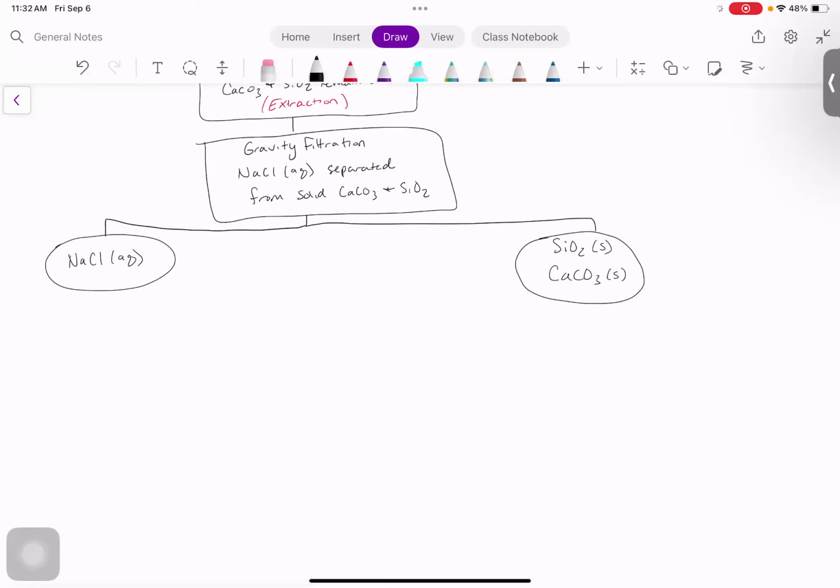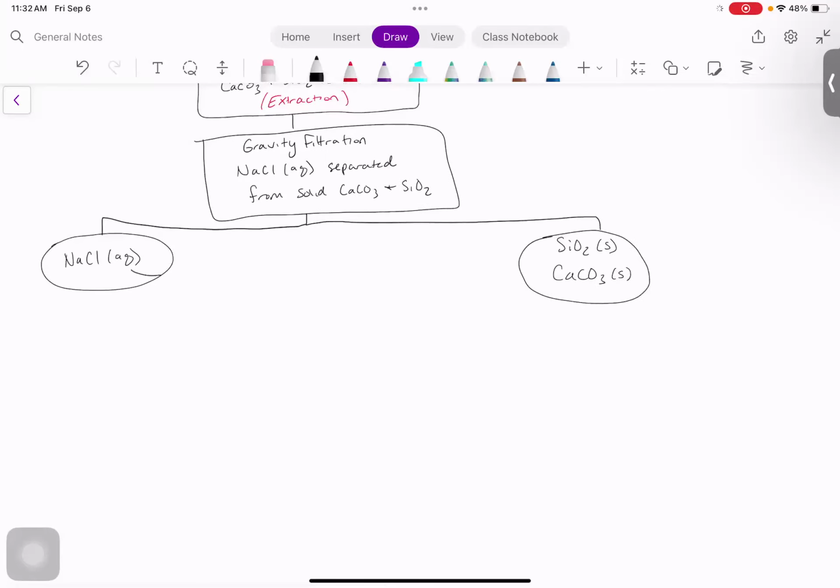So at this point, there's a few more steps on the sodium chloride side and a lot more steps on the silicon dioxide calcium carbonate side. So our flowchart's not done. This is just the start. So the sodium chloride is aqueous right now. Aqueous means that this is dissolved in water. So I need to remove that water in order to get the mass of the solid sodium chloride.